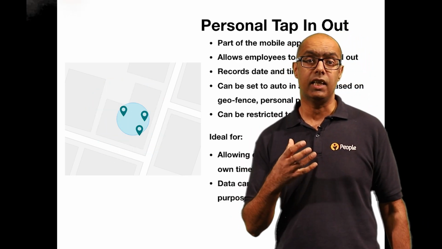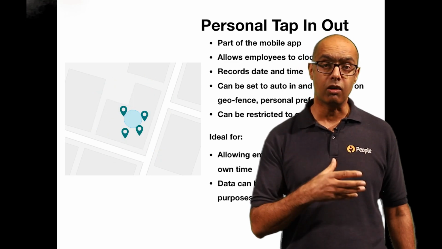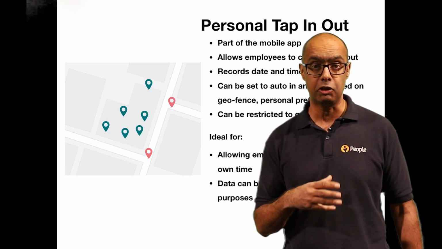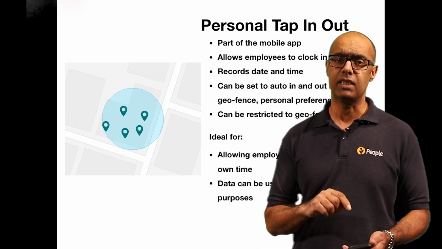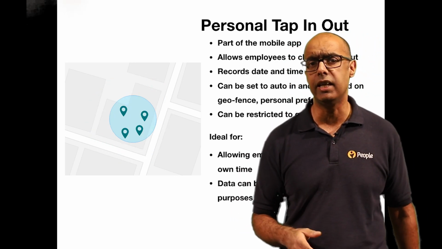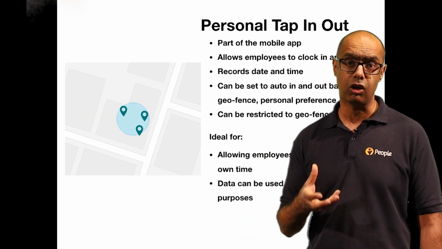You can also set it so that it clocks in and clocks out automatically based upon a particular geofence area. So that's an employee preference now. They can simply say, when I arrive in the office, I just want you to clock me in, and when I leave the office, I just want you to clock me out.